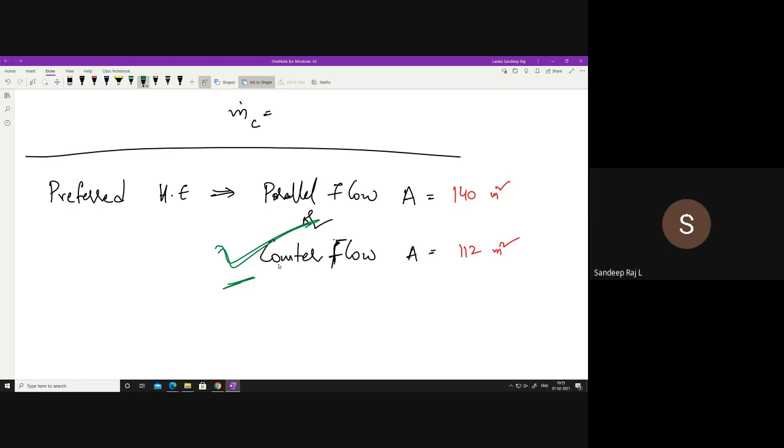In the next class, we will solve problems using the data book itself. All right, so I hope it's clear. There are a few more cases in this one. Let us see all that in the next class.